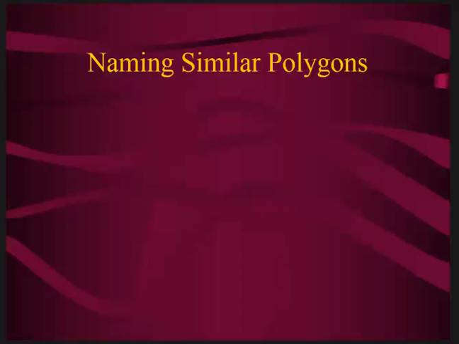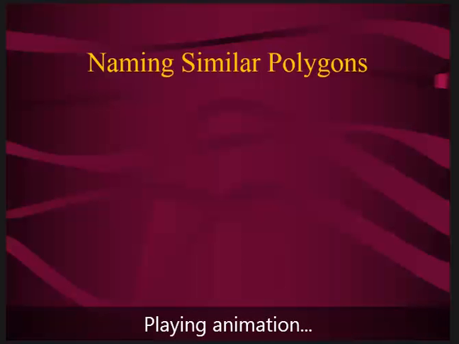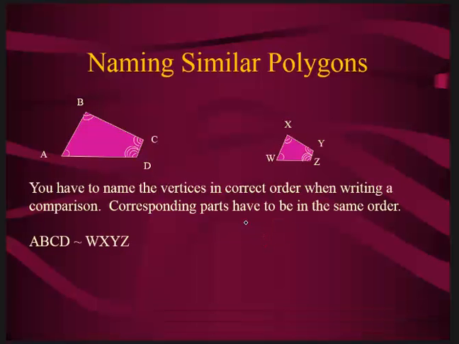So here's how we name similar polygons. If these are our two polygons, you have to make sure that you name the vertices in the correct order when writing a comparison. So if I'm going to name this polygon, I'm going to start with A and go around clockwise. I'm going to say A, B, C, D. I could start anywhere, and I could go counterclockwise or clockwise. We typically go clockwise. My first polygon, it's up to me how I want to name it. But just for simplicity's sake, we're going to go in alphabetical order here, A, B, C, D.